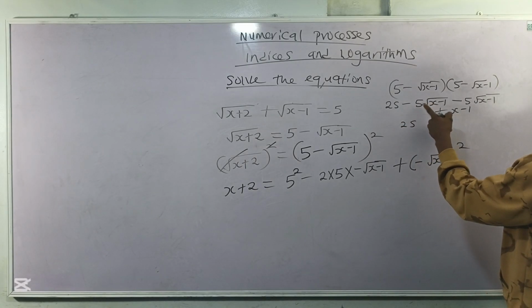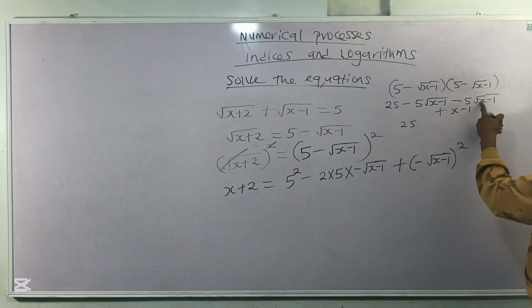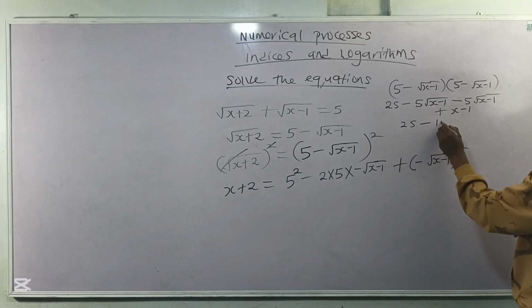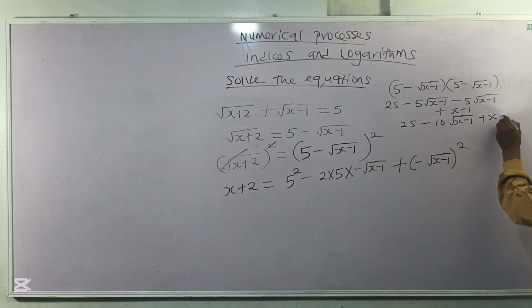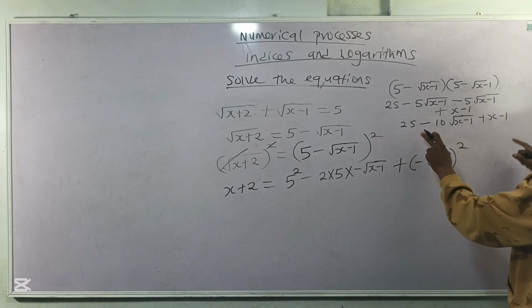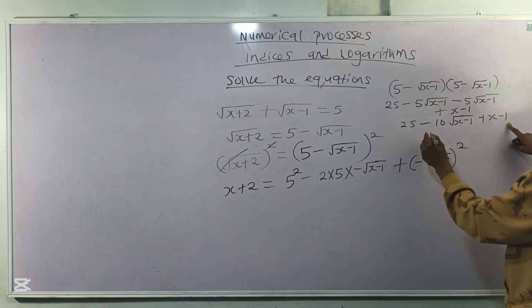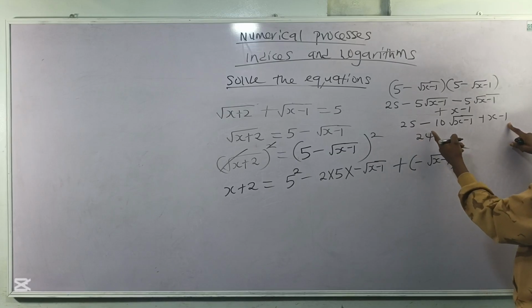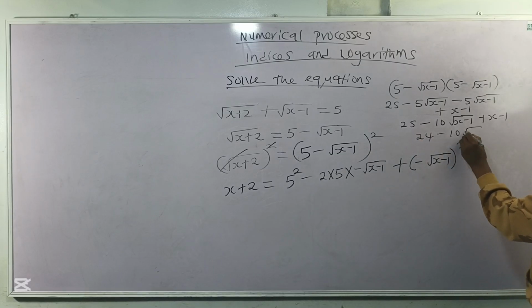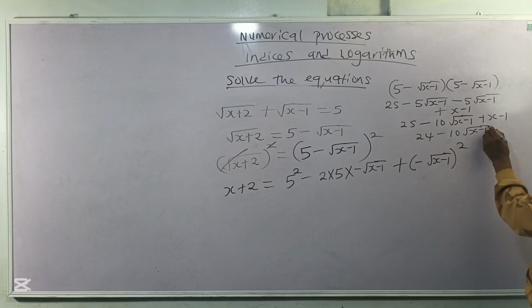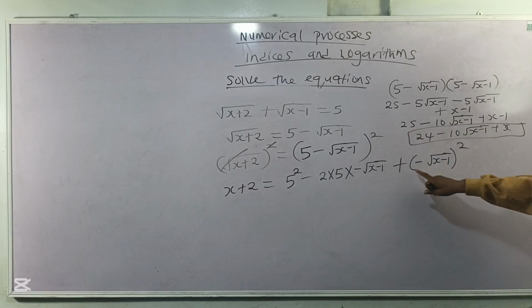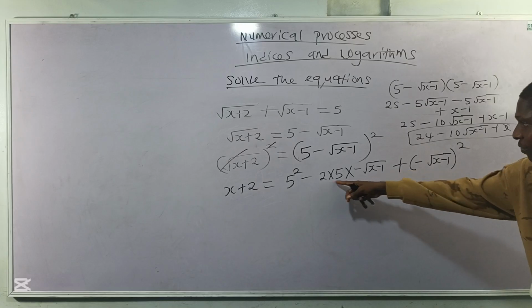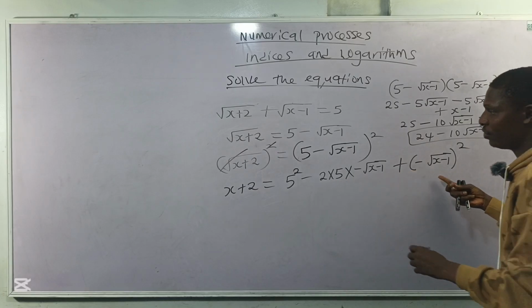So I'll have 25 minus 5 root x minus 1 minus 5 root x minus 1 will give me minus 10 root x minus 1 plus x minus 1. So 25 minus 1 will give me what? 24. And I have minus 10 root x minus 1 plus what? X. So this is what I'm expected to get when I use this same method I'm using here.